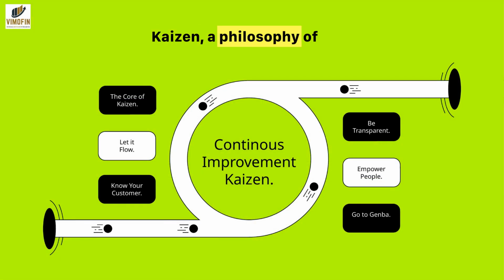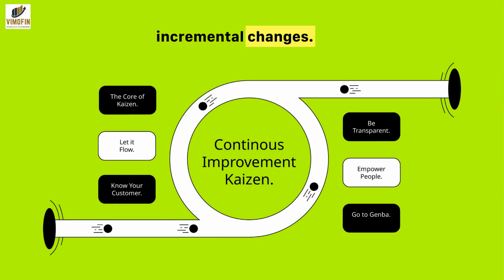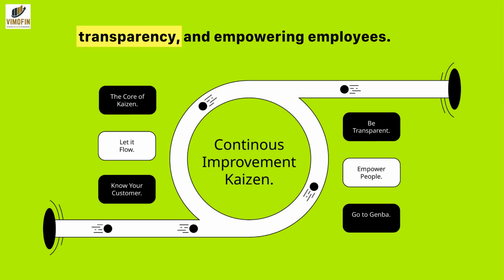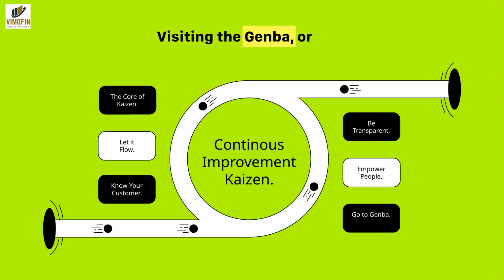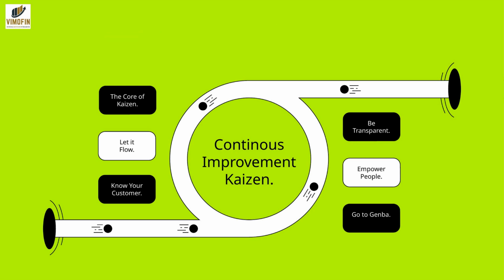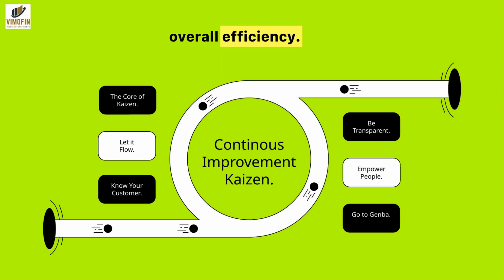Kaizen, a philosophy of continuous improvement, emphasizes small, incremental changes. Its core principles include understanding customer needs, fostering transparency, and empowering employees. Visiting the Genba, or the actual place where work is done, is crucial for identifying improvement opportunities. This approach ensures processes flow smoothly, aligning with customer expectations and enhancing overall efficiency.